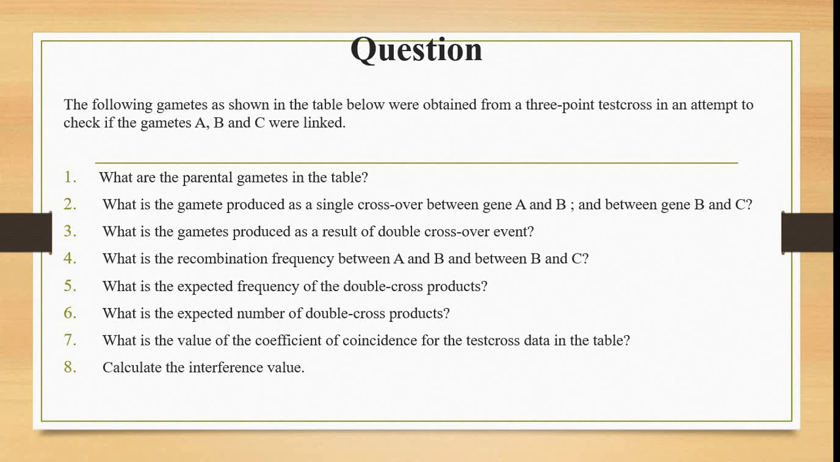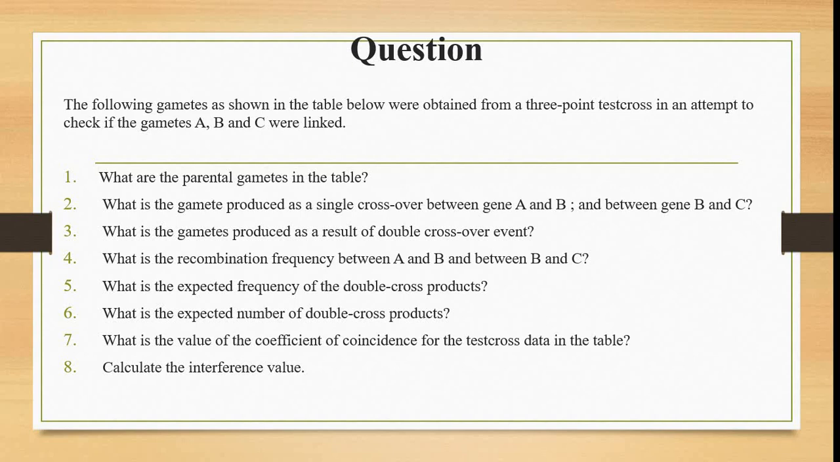With this problem, the question says that the gametes shown in the table below were obtained from a 3-point test cross in an attempt to check if the genes A, B, and C were linked. Actually, that is going to be genes, right? Gene A, B, C, let's see how linked they were.